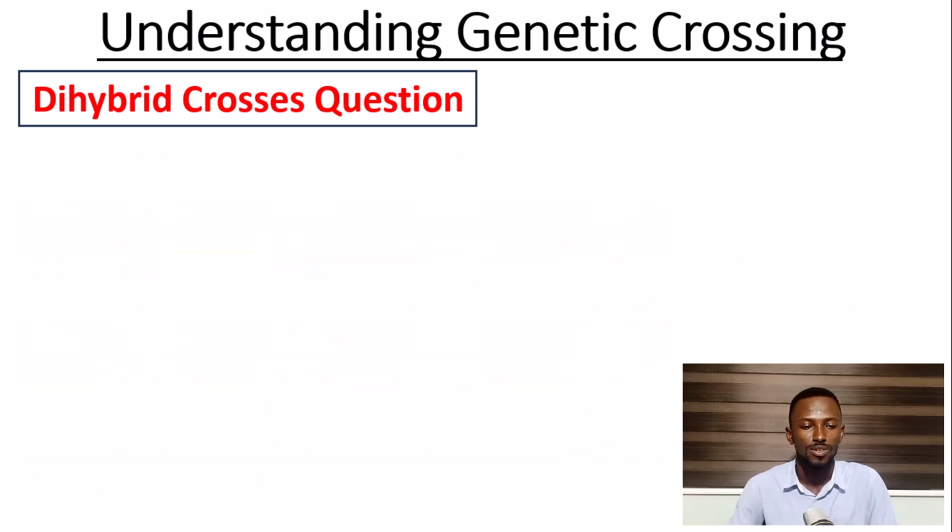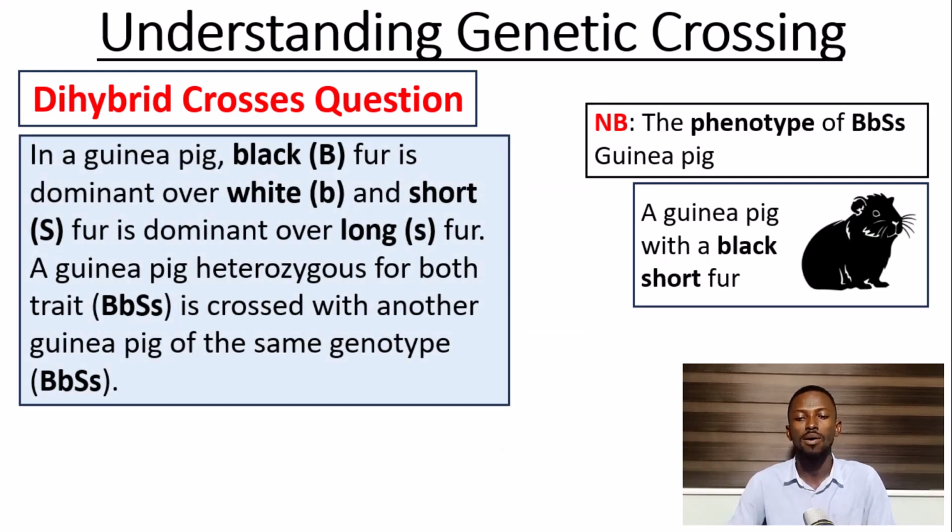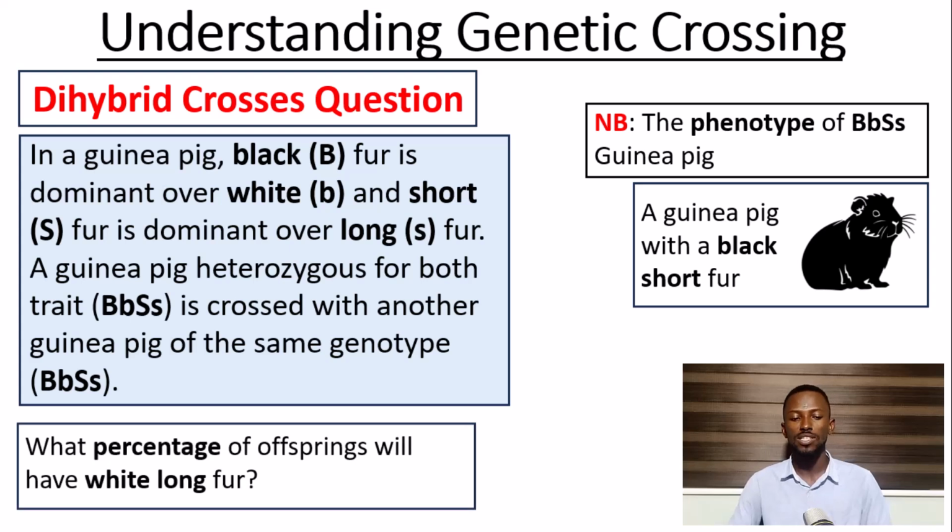Okay. So this is a summary, a table that summarizes everything. If you are interested, you can take time and zoom in and analyze what you have. This is similar to what you did on previous slides in a way. Now let's move on to our last question, final question. What percentage of offspring will have white long fur?